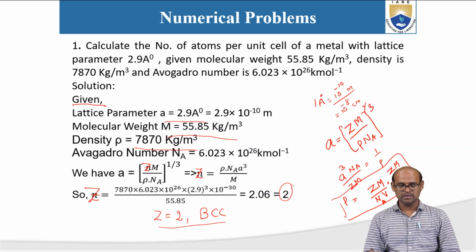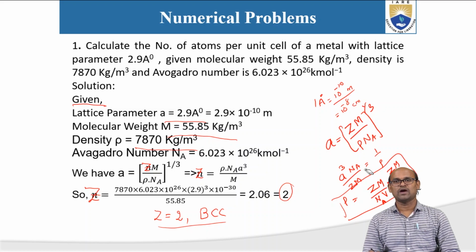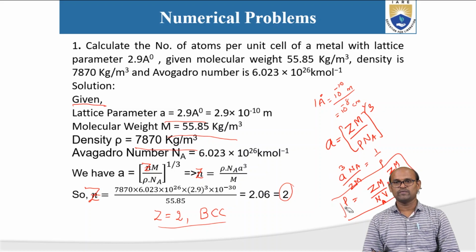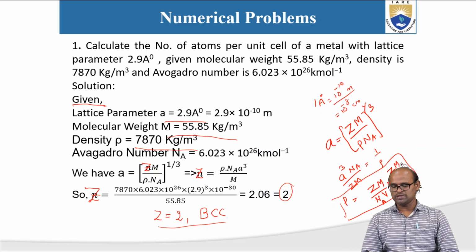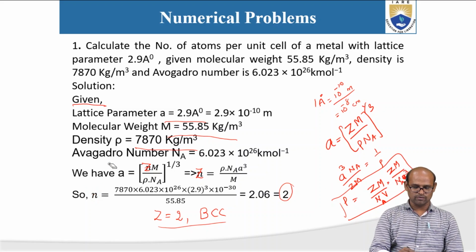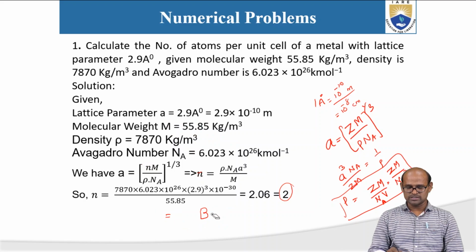So given the lattice parameter, molecular weight, density, and the Avogadro number, this is how to calculate the number of atoms per unit cell, Z. For that we have used the density formula, which we derived when I discussed the theoretical part of module 1: rho is Z into M by Na into A cube. Z is the number of atoms per unit cell, which is what we need to calculate in this problem, M is molecular weight, Na is Avogadro number, and A cube is volume. So Z is equal to rho into Na into A cube by M. Substituting all the values in the formula, we got Z, the number of atoms per unit cell, as 2.